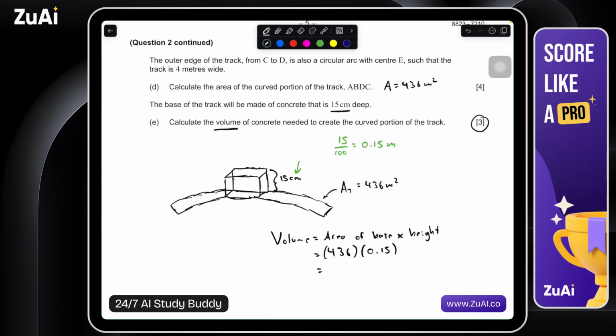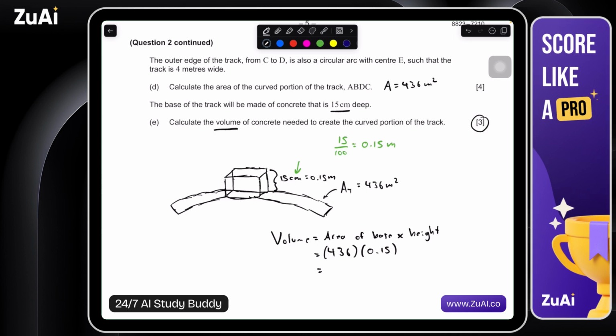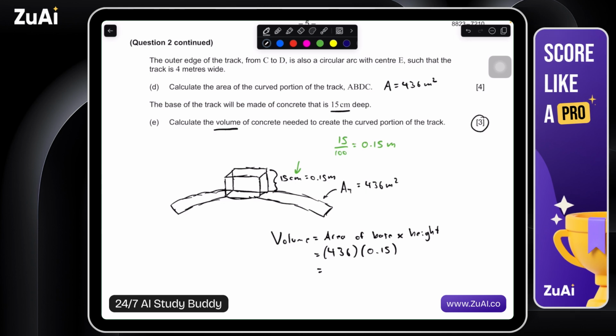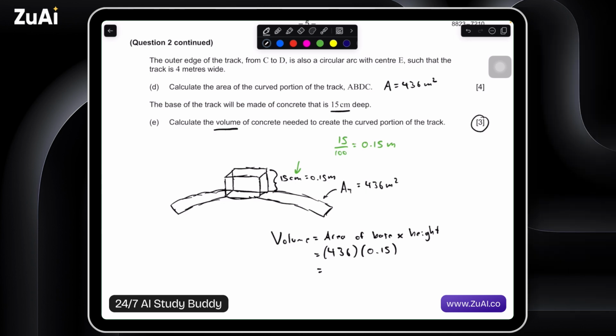Area of the base times height. We know the area of the base of this track, and we want to stack it up with 0.15 meters of concrete. Okay, I'm going to work that out on the calculator that I have beside me. And we have it as 65.4 meters cubed, so cubic meters.